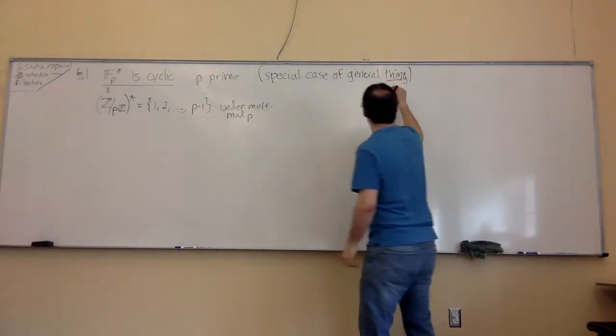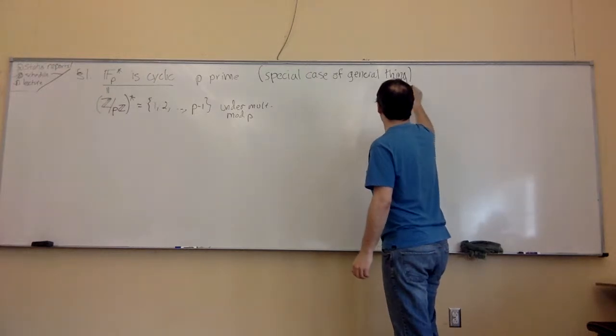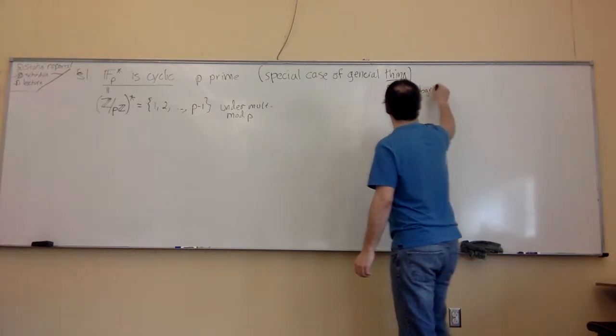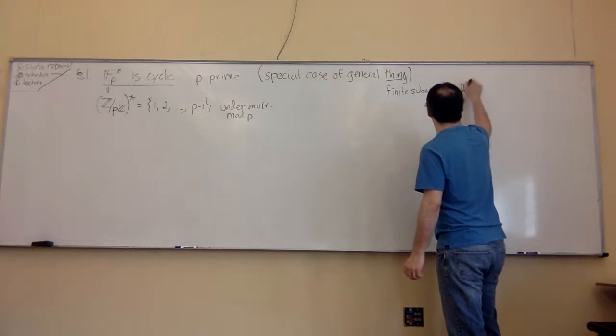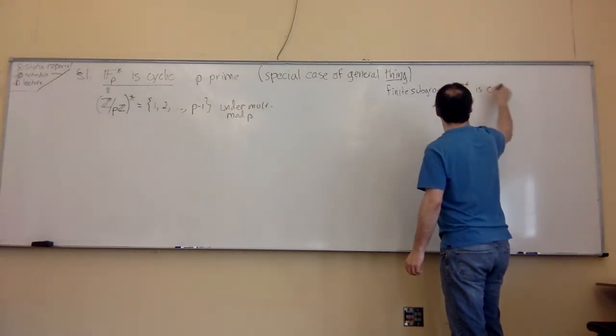Where the thing is that any finite subgroup of a multiplicative group of a field is cyclic.